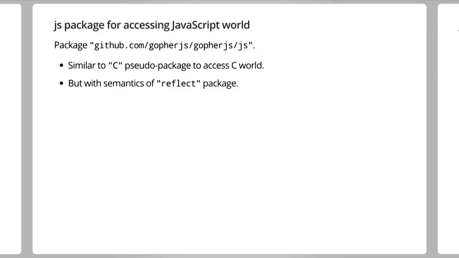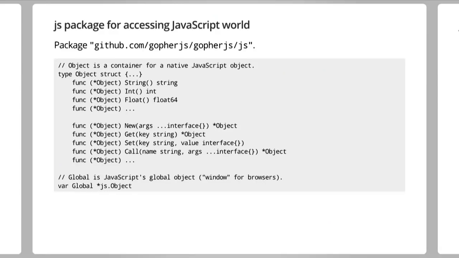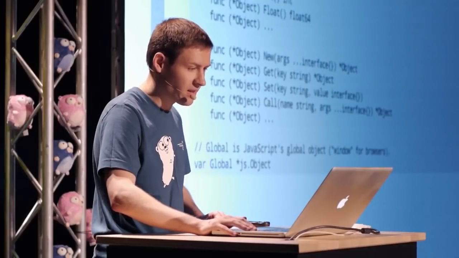There is a js package for accessing the JavaScript world. It is very similar to the cgo package, but it has the semantics of the reflect package. This is roughly what its API is like. You have your Object, which is a container for the native JavaScript object. You can convert it to a bunch of these types. And you can get a key or set a key, call a method, and so on. The package-level Global, that's the JavaScript's global object, so it's window in browsers. That lets you access and get to all of the other things inside the browser.